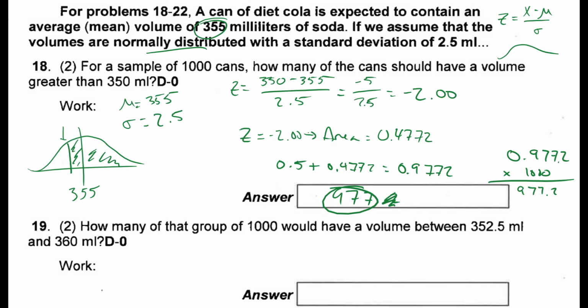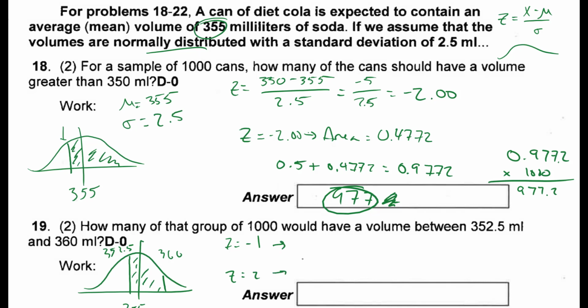Okay, how many of that group of 1,000 would have a volume between 352.5 milliliters and 360? So again, do a quick little sketch with 355. So I need between 352.5 and 360. That looks like a z-score of about -1, that's my guess. I think I've got z equals -1 because it's subtracting 2.5. And this one looks like it's up 2.